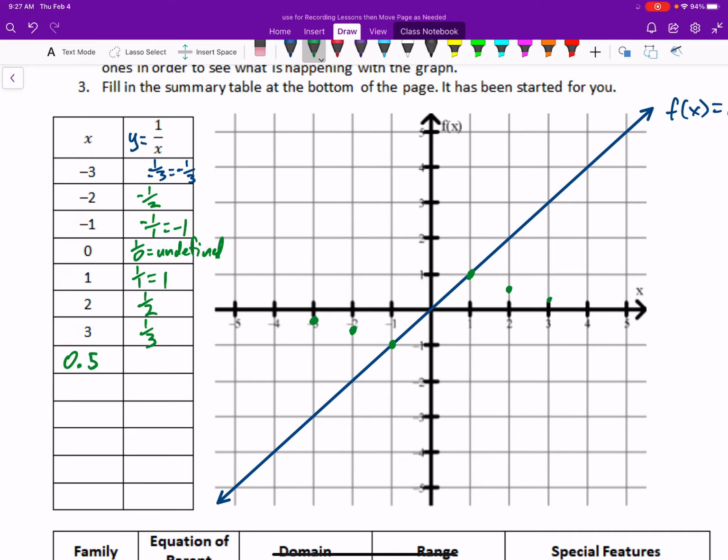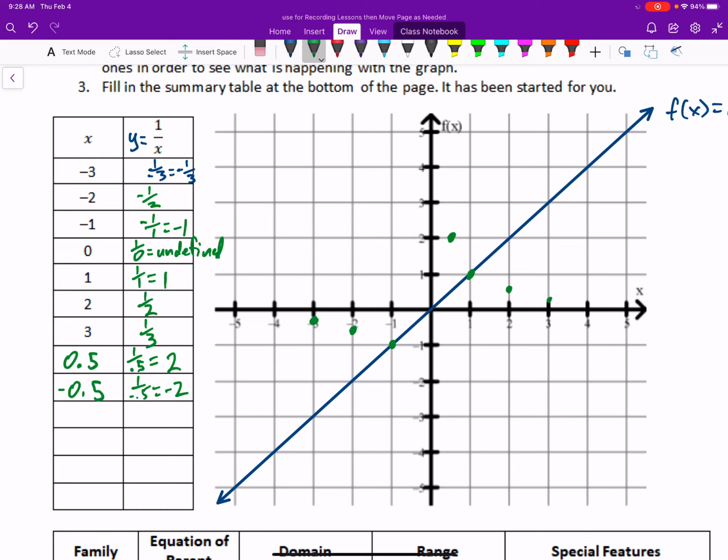This is where you got the extra rows for. Well, putting it into the function, I'd have 1 over 0.5. When we divide by 0.5, that equals 2. So when I have 0.5, I have a y value of 2. Interesting. Does the same thing happen for negative 0.5?